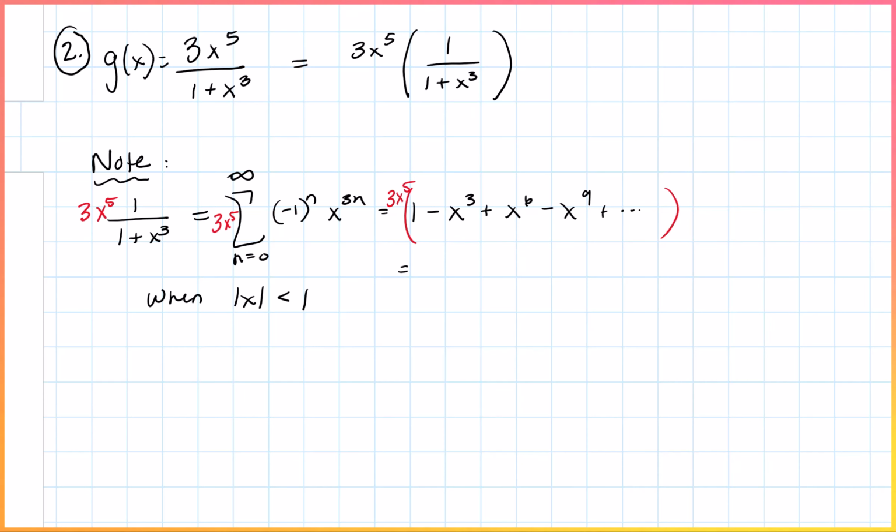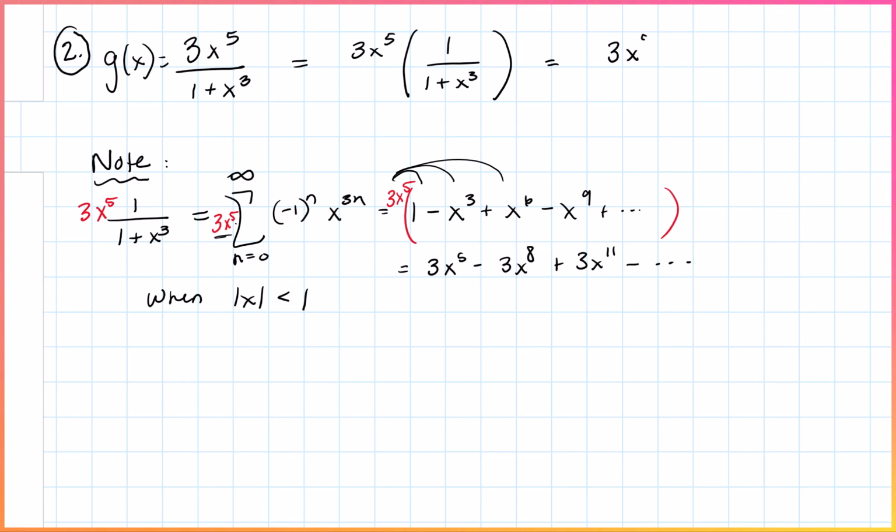Let's do it on the polynomial first. This becomes a distribution. You're just distributing that multiplication. You have to multiply every term in the polynomial by 3x to the 5th. So this becomes 3x to the 5th minus 3x to the 8th plus 3x to the 11th, and so on and so forth. We just distribute.